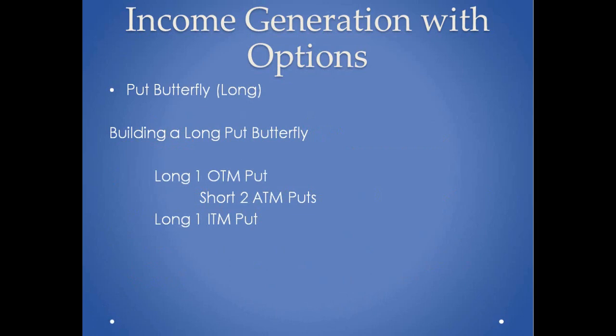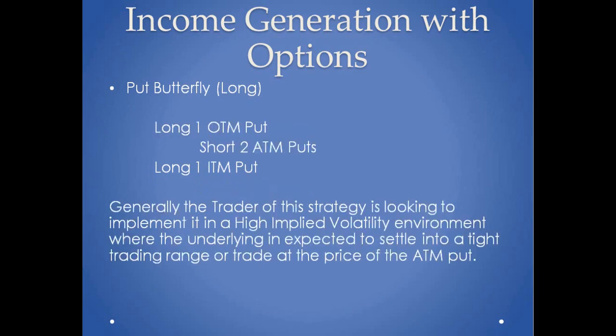In building the long put butterfly, we are going to buy one out of the money put. We're going to sell two at the money puts, and we're going to get long one in the money put. Generally, the trader of this strategy is looking to implement this in a high implied volatility environment where the underlying is expected to settle into a tight range or trade at the price of the at the money put.